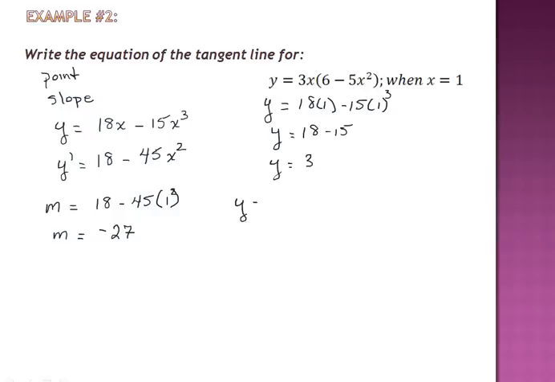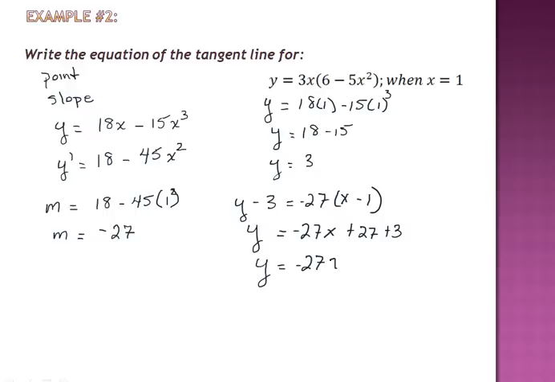So y minus 3 is equal to negative 27 times (x minus 1). Y is equal to negative 27x plus 27 plus 3. And my final tangent line, y is equal to negative 27x plus 30.